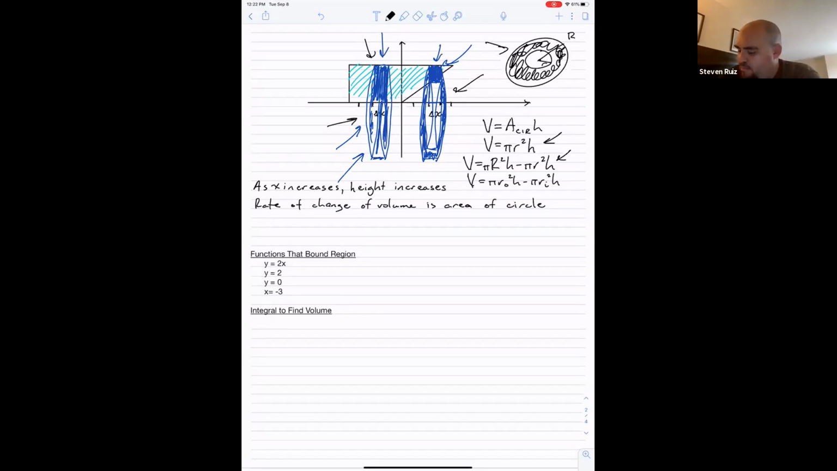All right, so like we said, the reason we're doing this is because the rate of change of volume is the area of a circle. So now we're going to use this here. We have the area is equal to pi times outer radius squared minus pi times the inner radius squared.